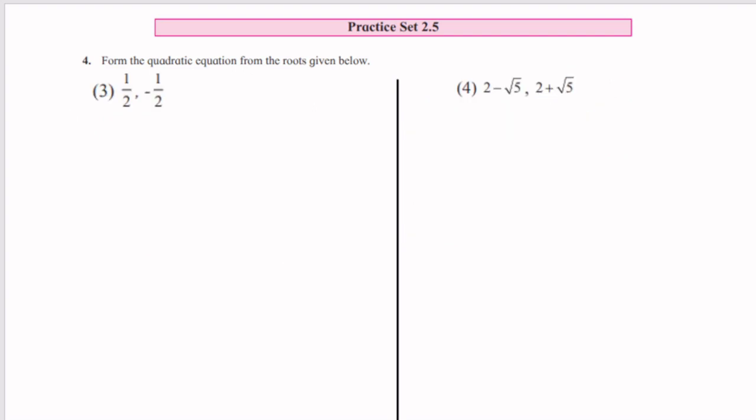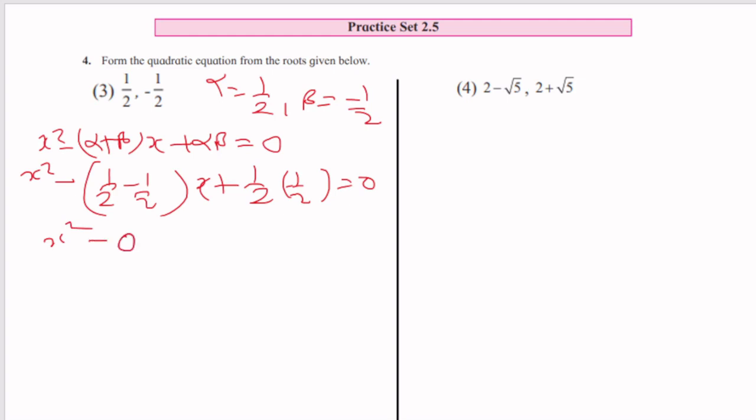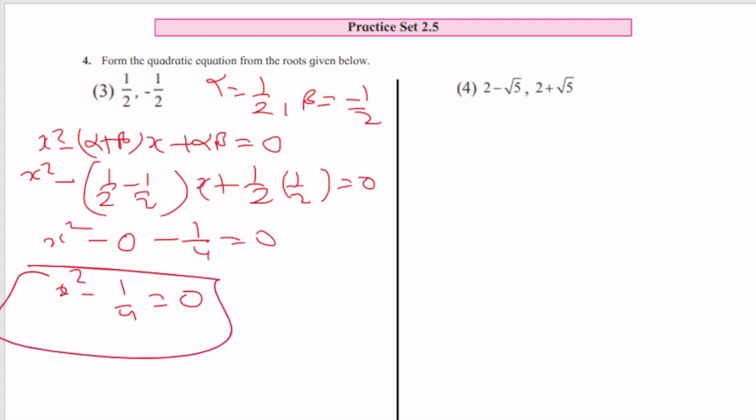Question number 3: α is 1/2 and β is −1/2. Let's substitute into x² − (α + β)x + αβ = 0. x² − (1/2 − 1/2)x + (1/2)(−1/2) = 0. After solving, this portion becomes 0, the x term is eradicated. Here 1/2 into −1/2 is −1/4. So your solution is x² − 1/4 = 0. This is your quadratic equation.